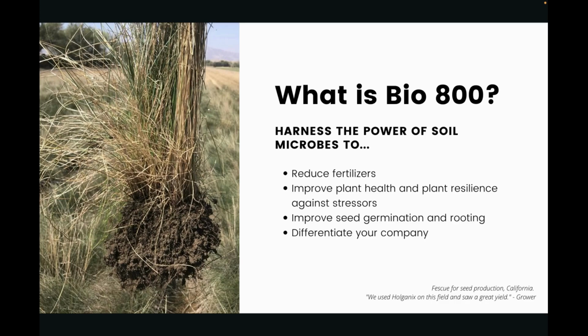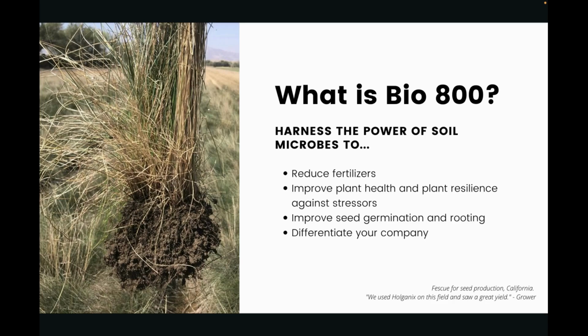So what is Bio 800? Well, Bio 800 is over 800 different living species of microorganisms. And we use that 800 number because that's actually the lowest number that we've seen in any of our mixes. We're constantly improving it. That number is growing higher and higher, and that's different species. That's not the number of organisms. We want that diversity so that we can be more effective in a variety of different soil types.